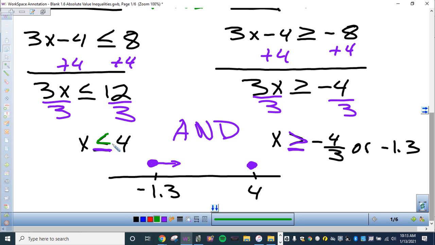At the 4, our arrow goes to the left. I never graph it like that. I just think about it and then connect the dots. So either way works for me.